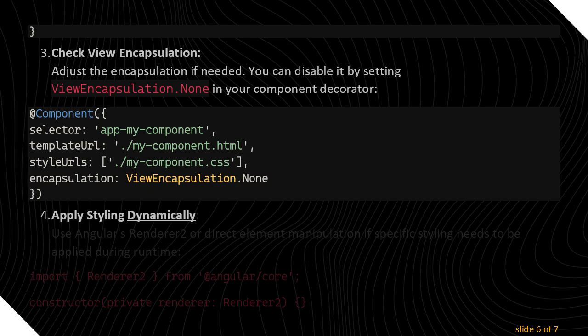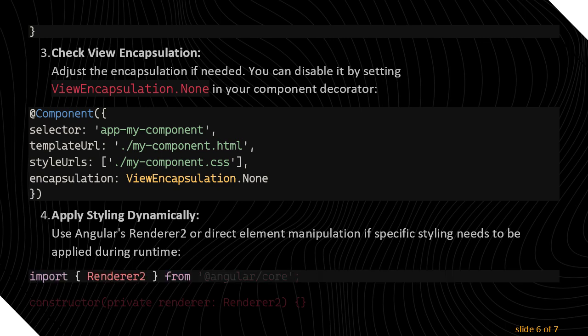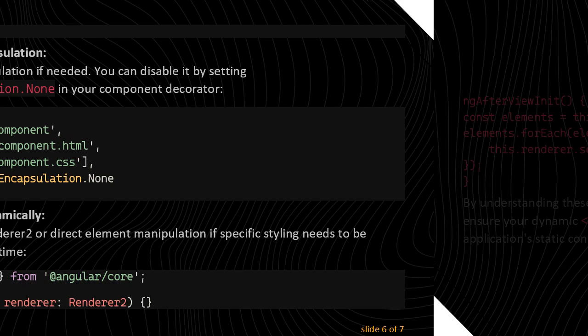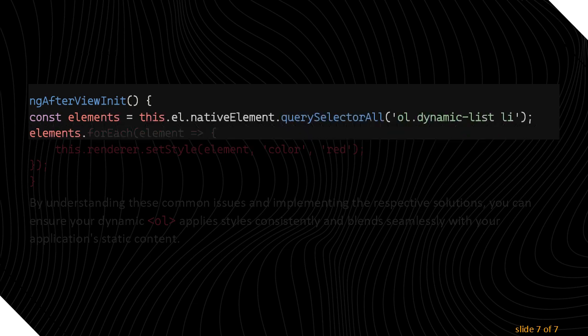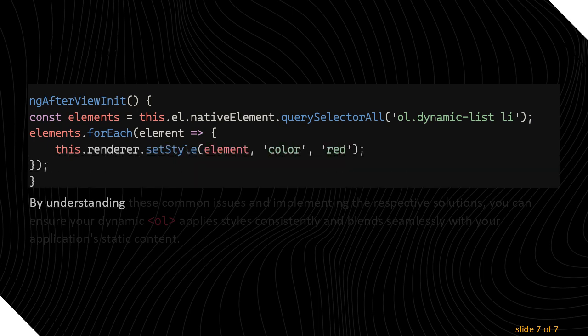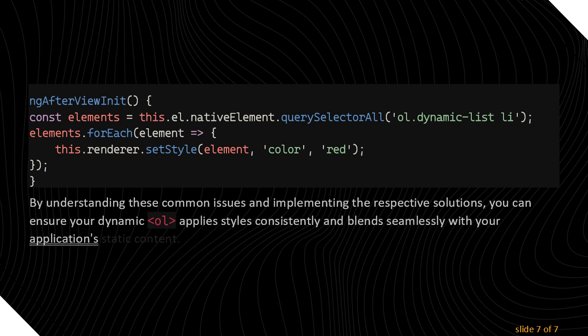Apply styling dynamically. Use Angular's Renderer2 or direct element manipulation if specific styling needs to be applied during runtime. By understanding these common issues and implementing the respective solutions, you can ensure your dynamic OL applies styles consistently and blends seamlessly with your application's static content.